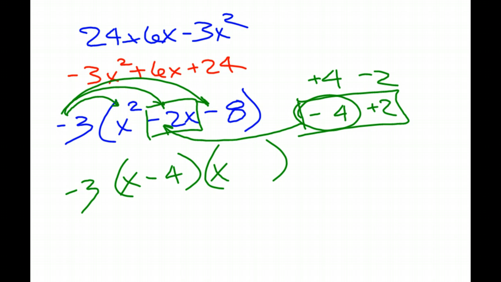So, negative 4 plus 2. So negative 4 times 2 is negative 8. Negative 4 plus 2 is negative 2. And you leave it just like that.